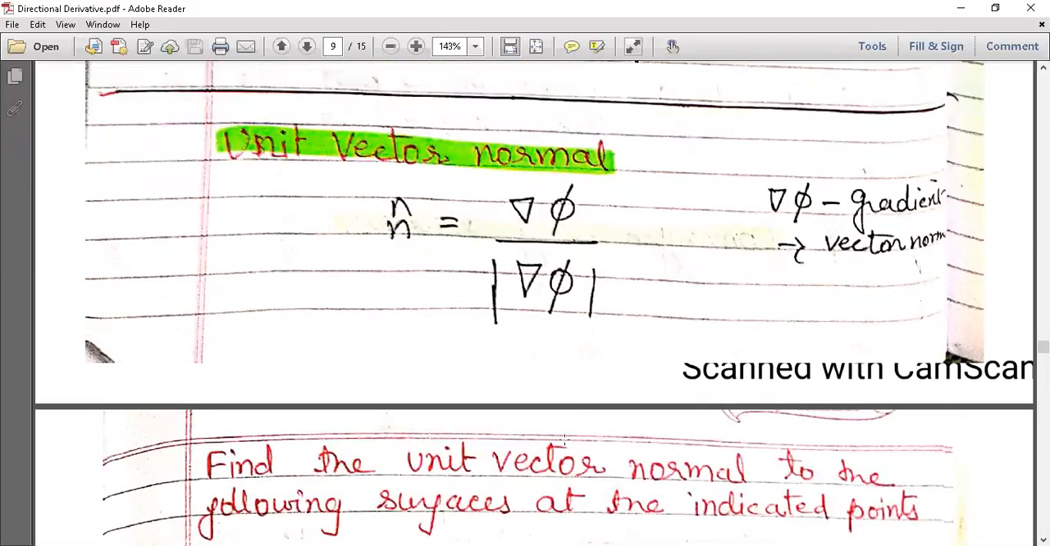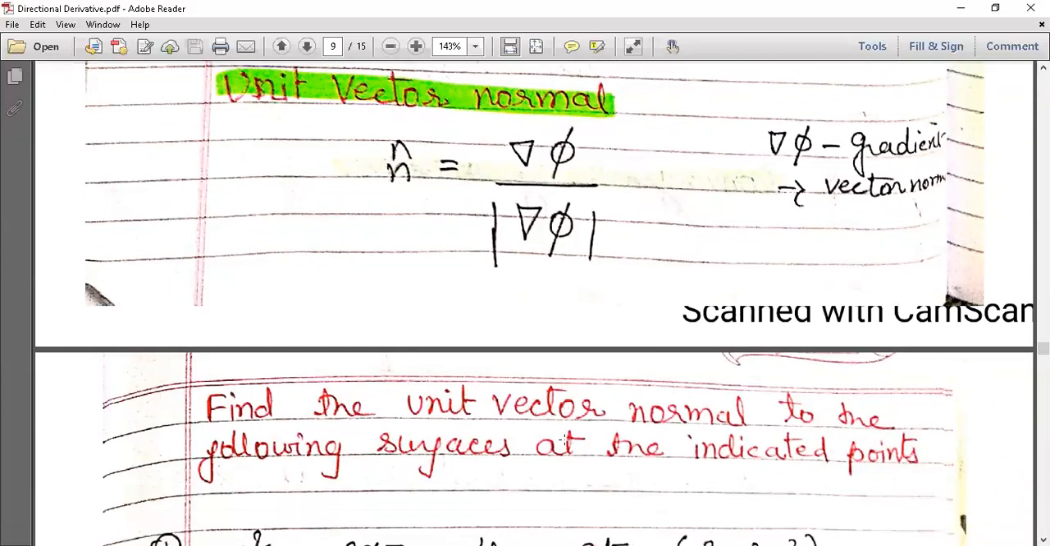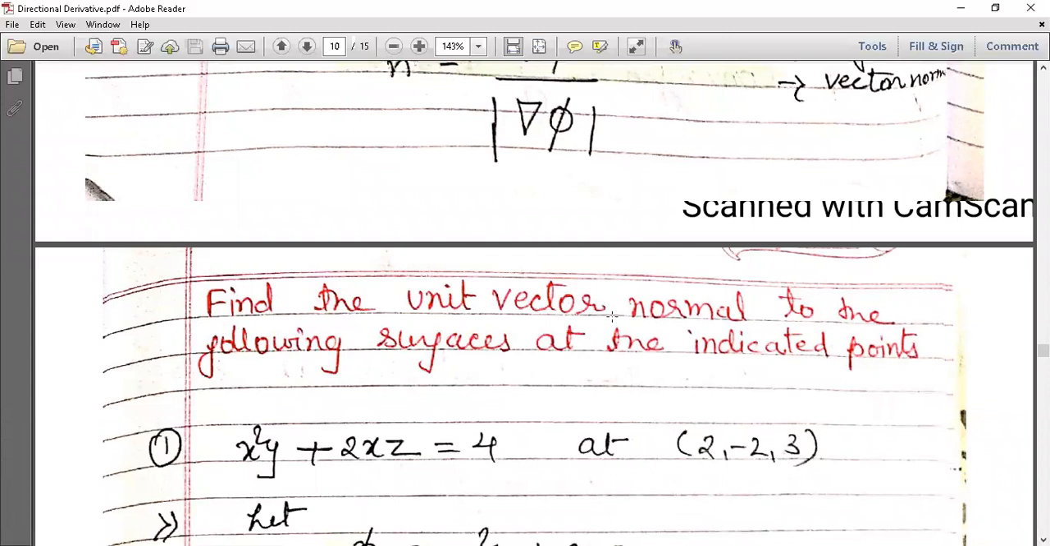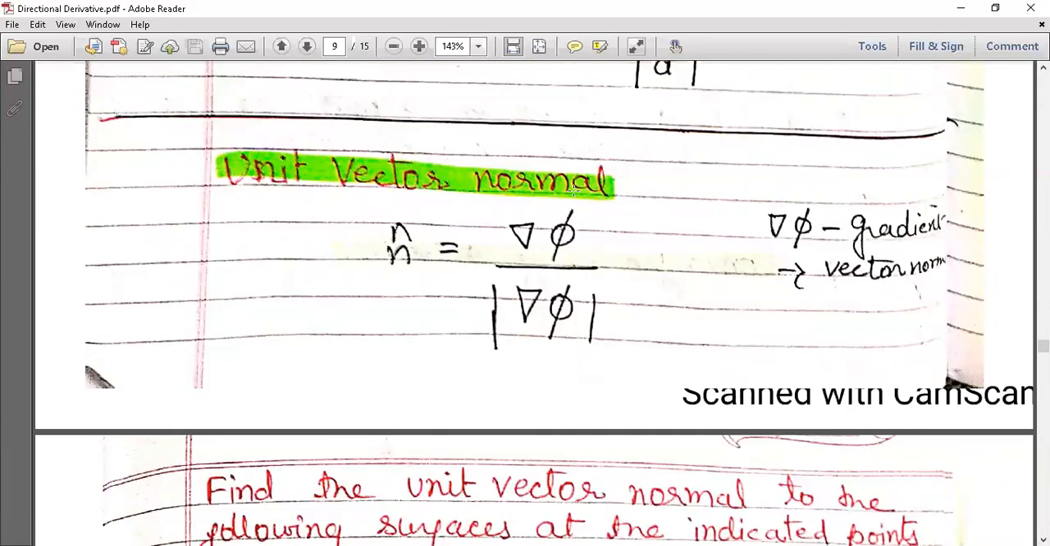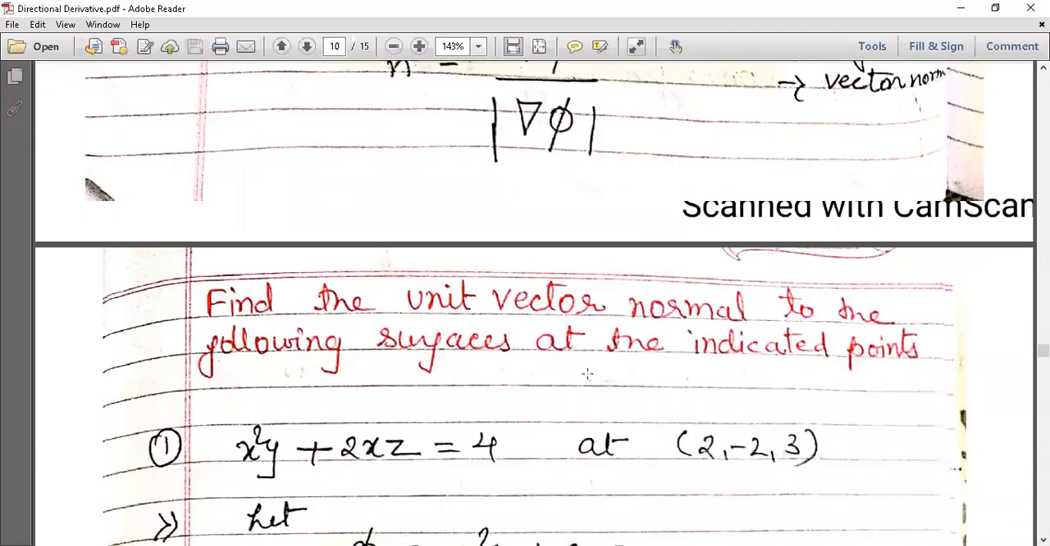So here I'll take the first kind of example. In VTU they may ask you to find the vector normal. We'll start with: find a unit vector normal to the following surface at the indicated point. Because we know that grad phi will give us the vector normal. At a particular point they have given, it is 2, minus 2 and 3, so x equal to 2, y equal to minus 2 and z equal to 3.